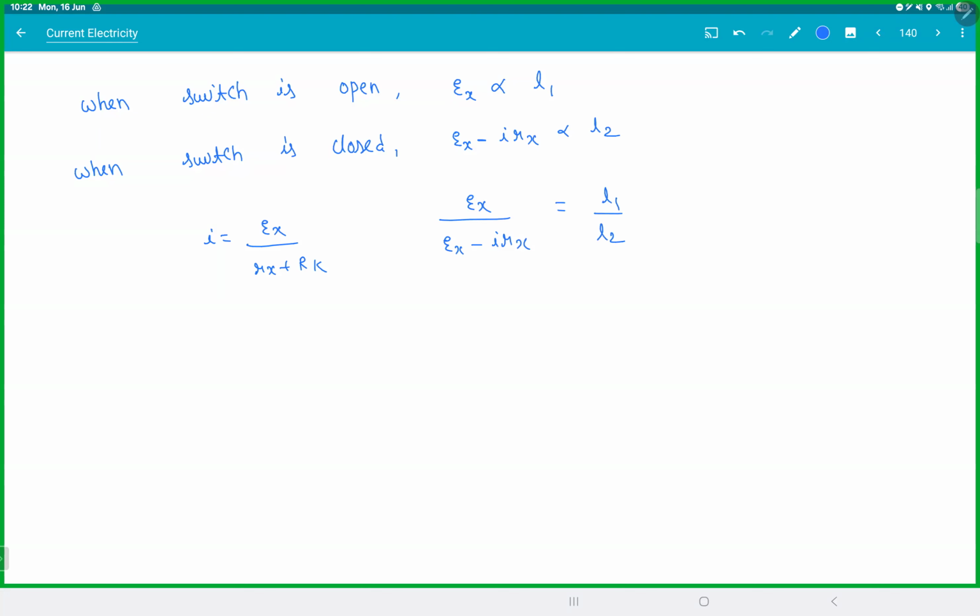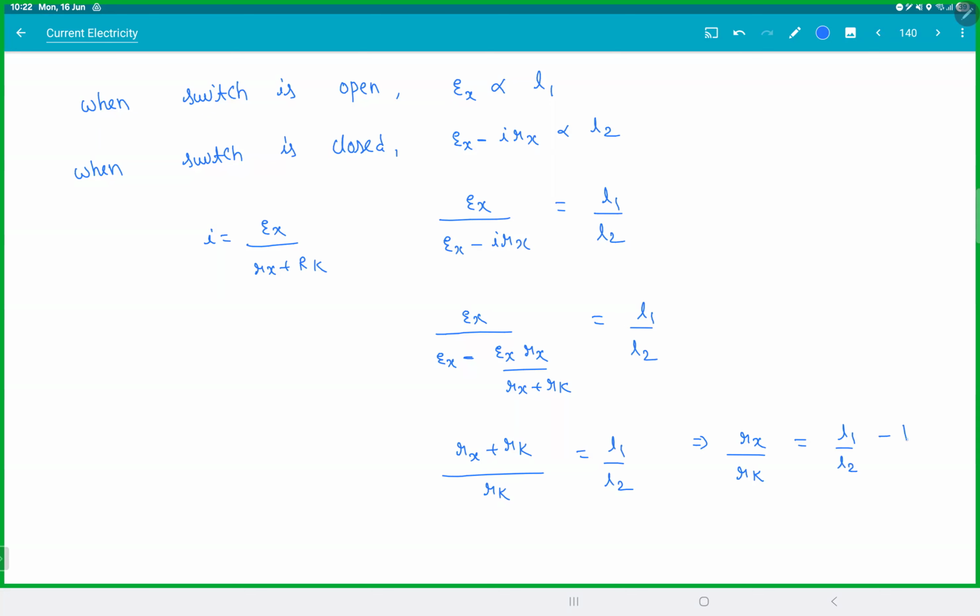So if you divide them, this is another way of asking the question. This is L1 by L2. If you substitute this value there, EX actually cancels out. EX goes off, and this turns out to be RX plus RK by RK is L1 by L2. So we get RX by RK is equal to L1 by L2 minus 1.